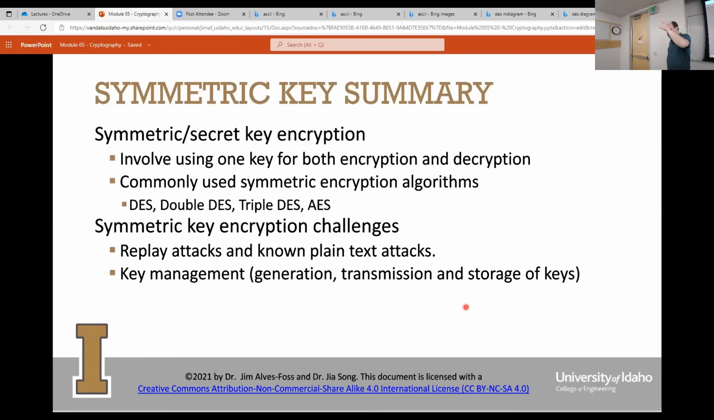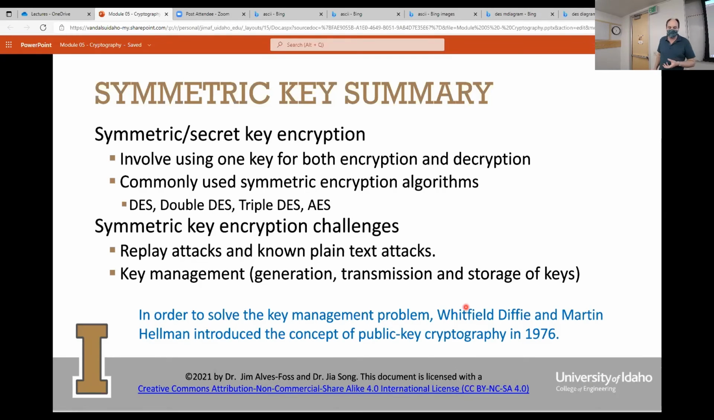Symmetric key or secret key encryption, which is all we've been talking about so far, involves one key used for both. Common algorithms are DES, double DES, triple DES, and AES. But replay attacks and known plaintext attacks are a possibility, and key management is a problem. How do we fix this? Asymmetric keys. Non-symmetric keys.